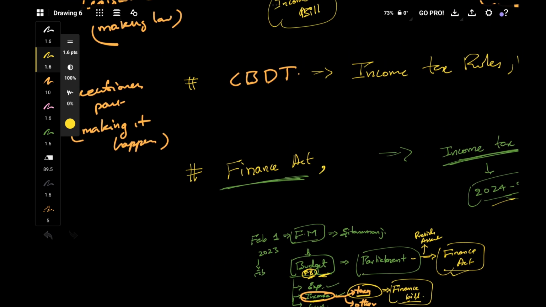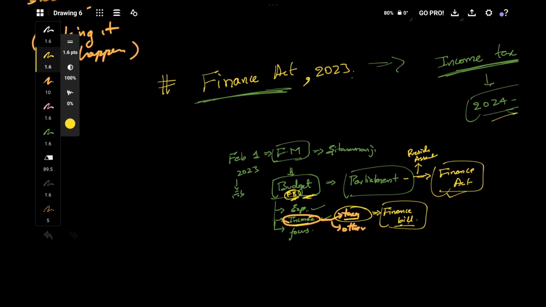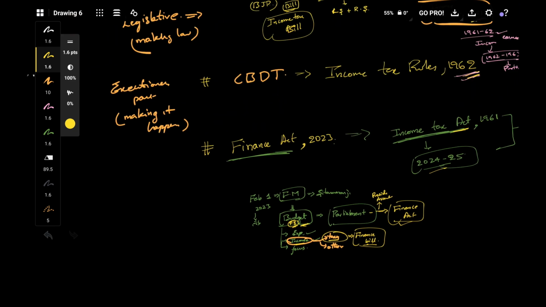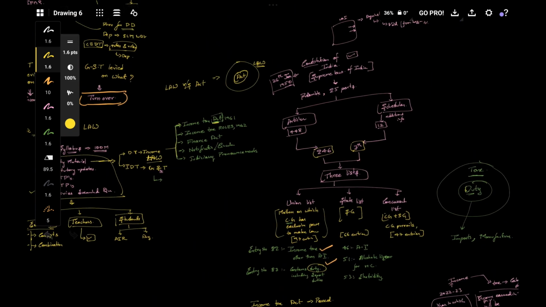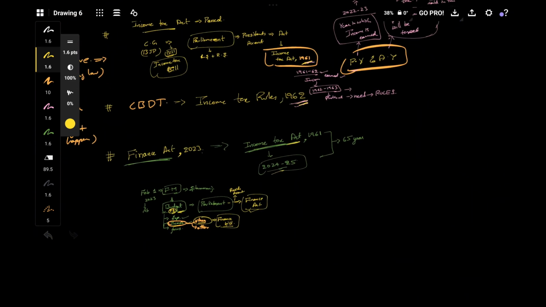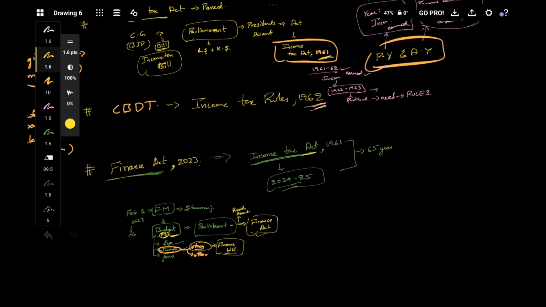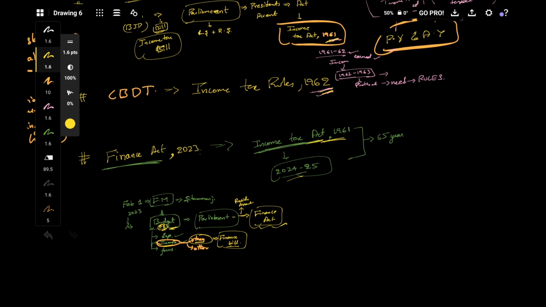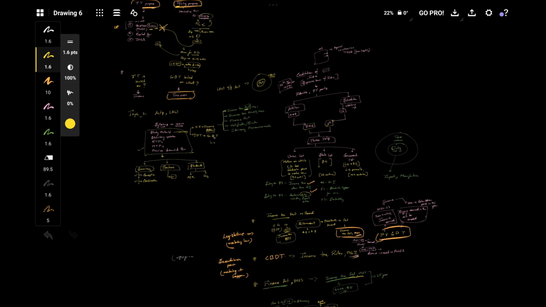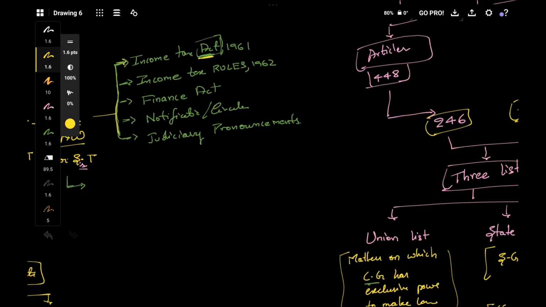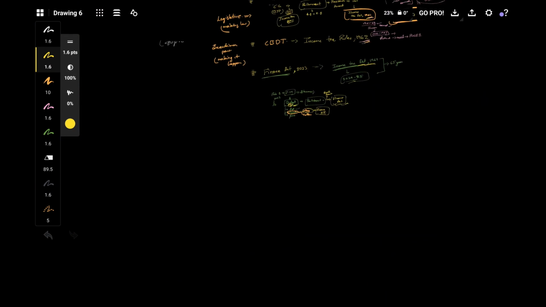So yeah, Finance Act 2023. 24 has also come, don't worry. In our example, we have taken 2023. So we are clear with Finance Act as well. I hope it's clear. So Income Tax Act is so old and it will be outdated, so every year we'll update that Income Tax Act through Finance Act basically. I hope you guys got it. And let's move to notifications and circulars.